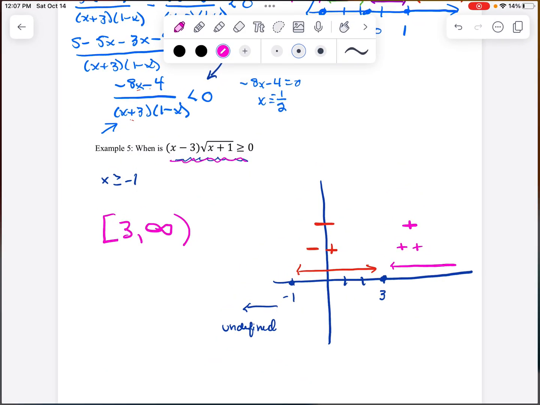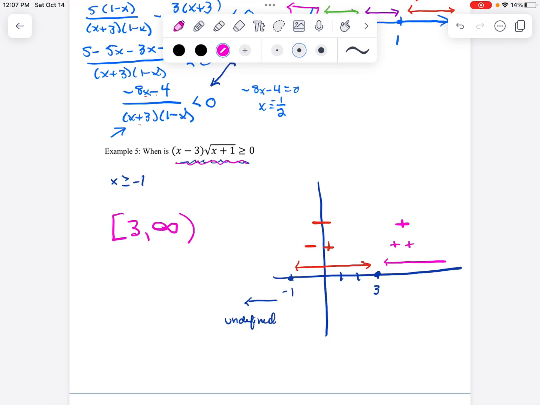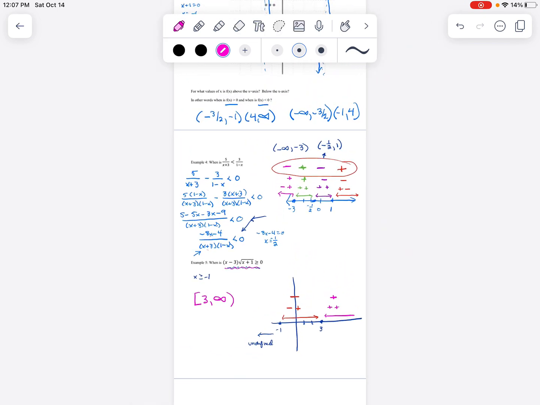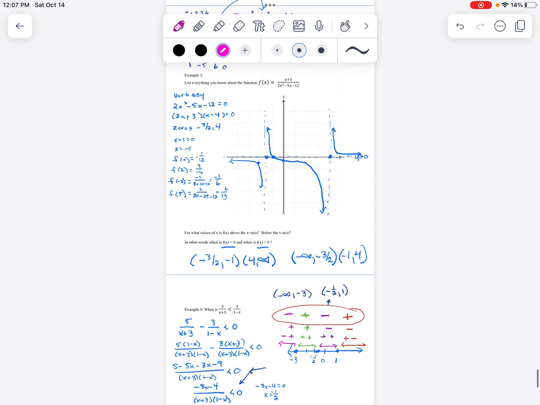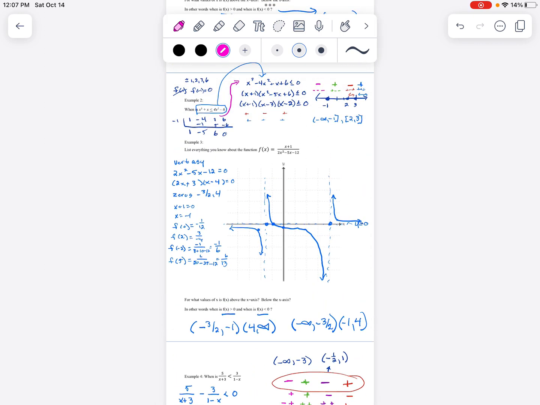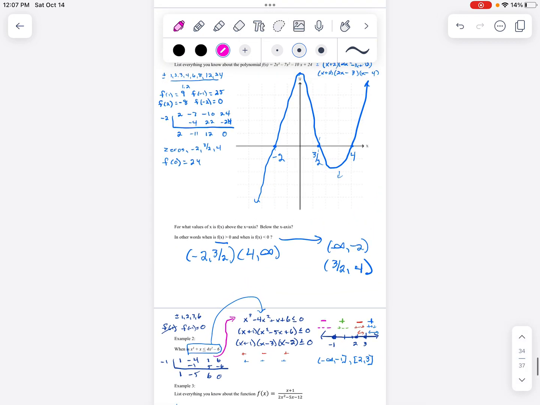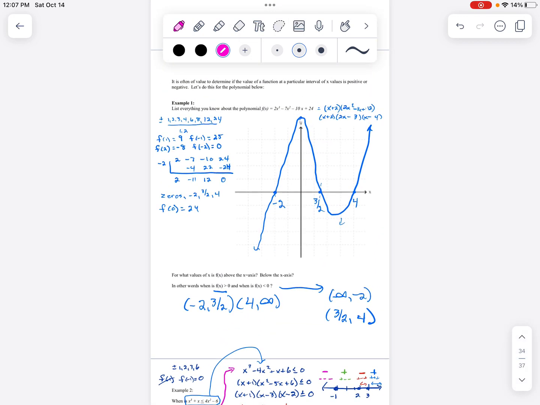Okay, so that concludes this chapter. That concludes this section. Graphing inequalities is pretty much a summary of everything we've done. Go ahead, graph the function, and then you're looking at when that function is above the x-axis or below the x-axis to give you the intervals and when the y values are positive or negative.